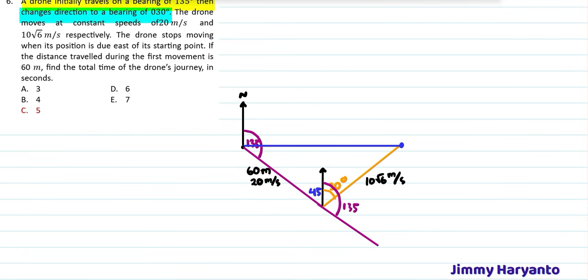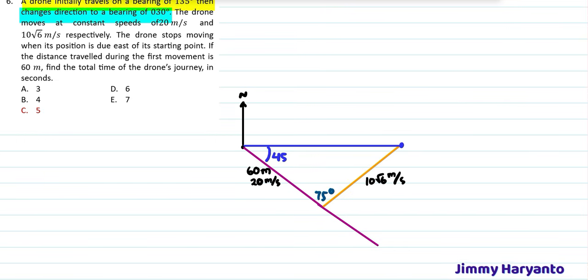Okay. And then after that, I think I can remove this. So this one is 45 plus 30 equals 75. This one is 75 degrees. And also I want to find this angle. This angle will be 135 minus 90 because this one is 90. That means I will have 45 right here.